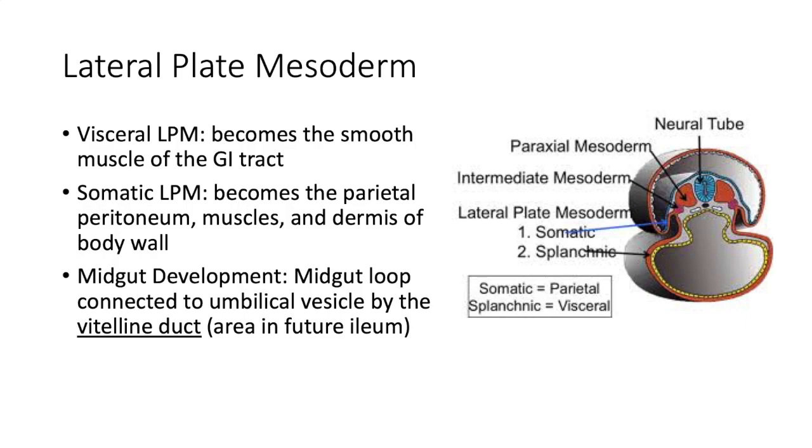Okay, so let's get to some embryology before we call it a day. So this is the lateral plate mesoderm. So we've got visceral and somatic. So the visceral lateral plate mesoderm becomes the smooth muscle of the GI tract, whereas the somatic becomes the parietal peritoneum, muscles, and dermis of the body. So the midgut development, it's going to be a loop connected to the umbilical vesicle by the vitelline duct, and this is the area of the future ileum.